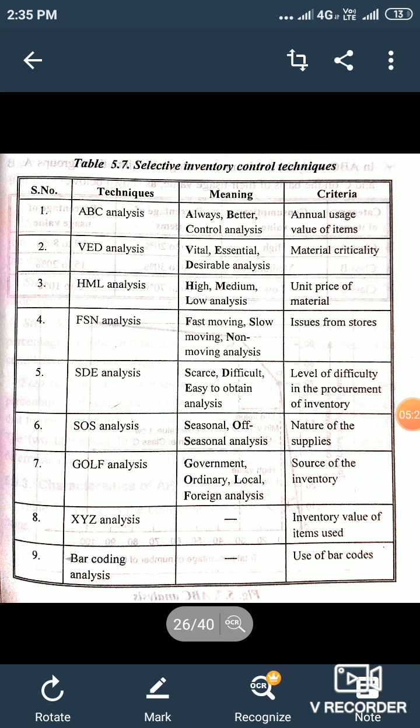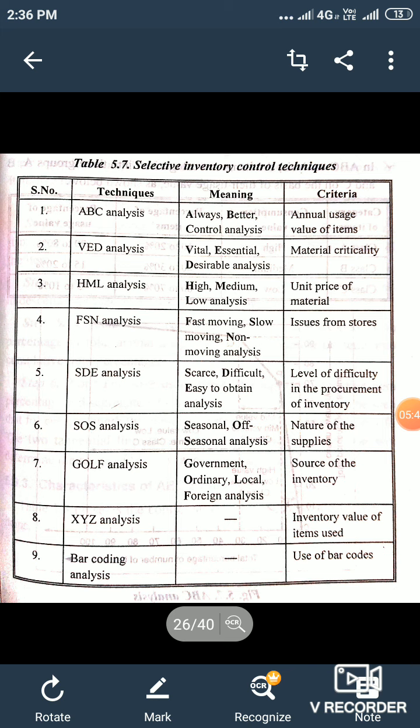Next one is GOLF analysis. The criteria of classification is based on the source of inventory, where we get the inventory. This system classifies items into G, government; O, ordinary; L, local; and F, foreign.